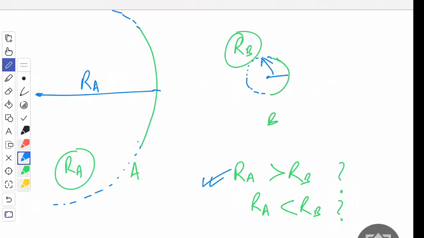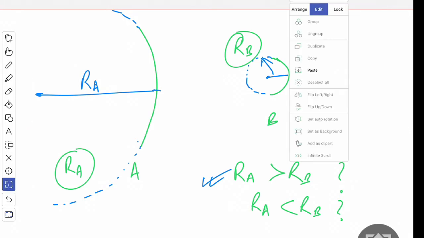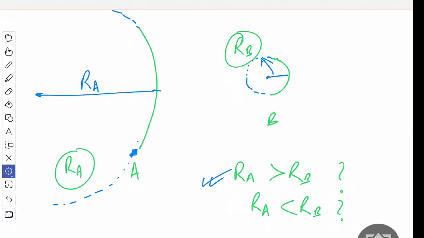So the question that somebody asked was whether the radius is constant. The radius depends upon how much the curvature is. If it is bent very mildly, if it is curved very little, then RA is going to be large. If it is curved a lot, if the curvature is very high, then the radius is going to be small. This is the basic idea.